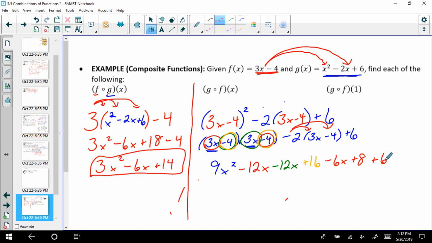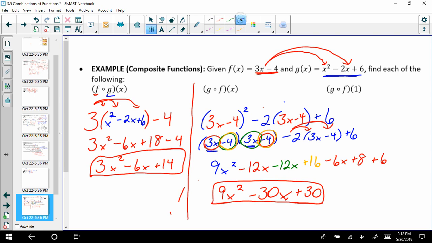And now combine like terms. So I'll have 9x squared. Now let's combine all of the x's. So negative 12, and negative 6. Negative 30x. And then 16 plus 8 plus 6 plus 30. There would be the composed function.